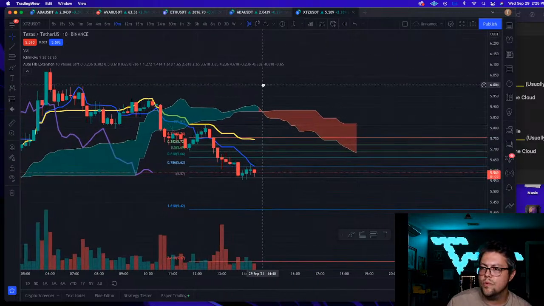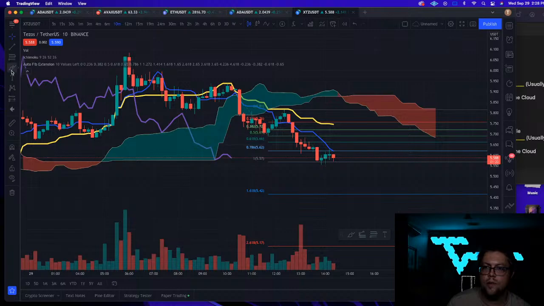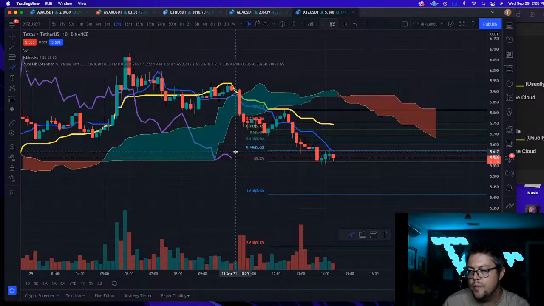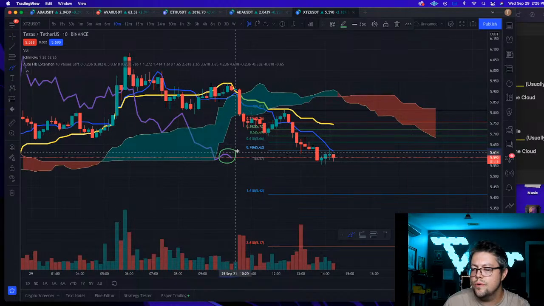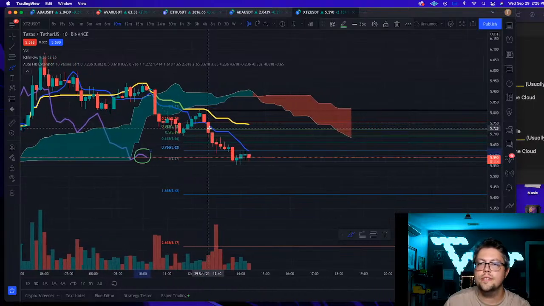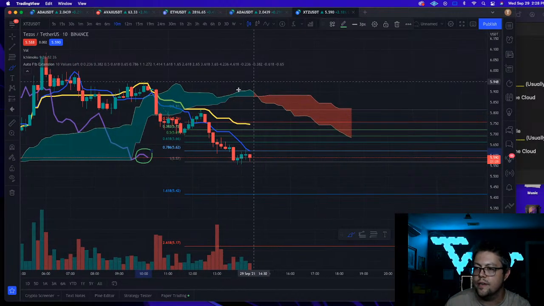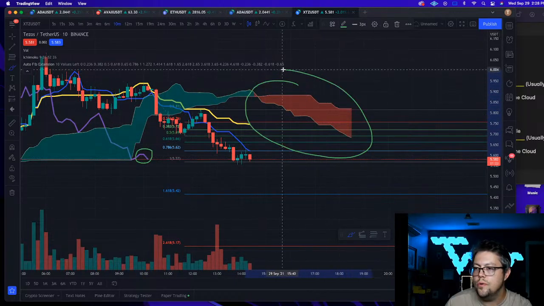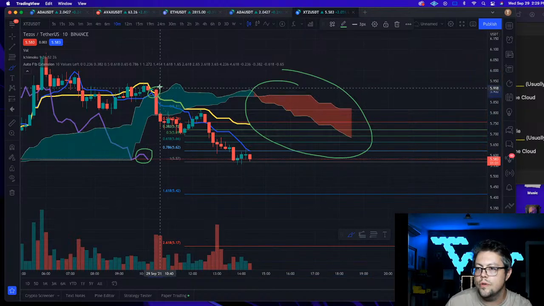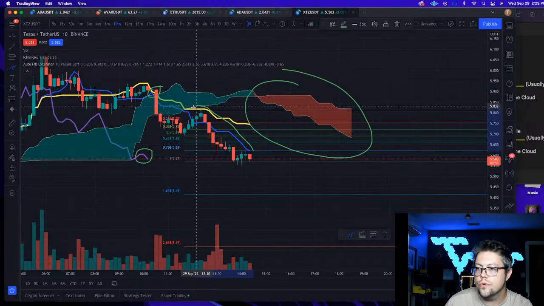Okay, and we're going to start anew with a brand new TA right here, right now, based on what we've got now. Oh yeah, this is Tezos. My bad. I'm an idiot. My trade is in ADA. So we're in short mode.